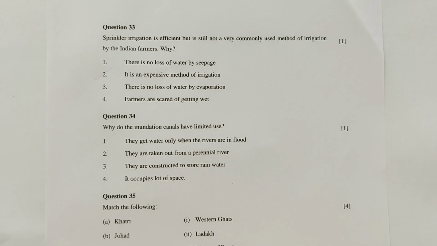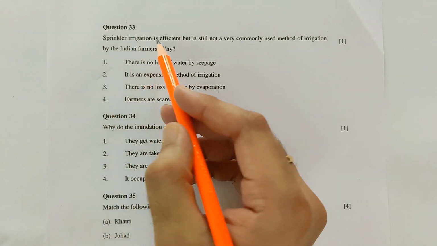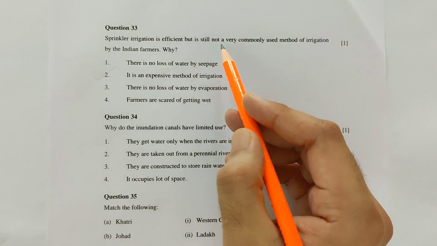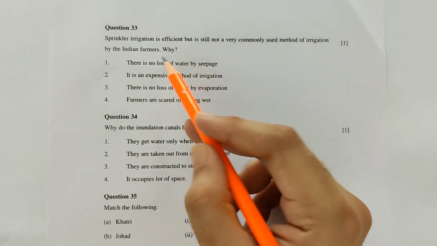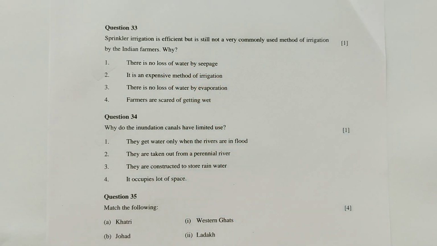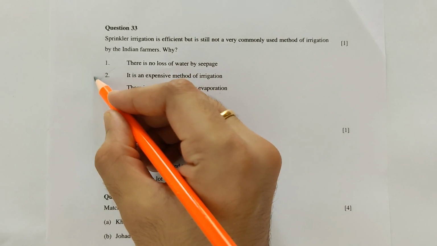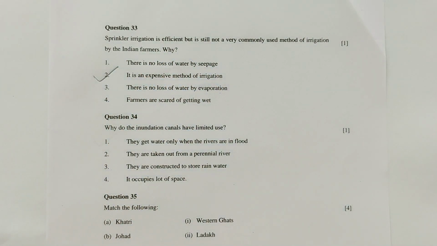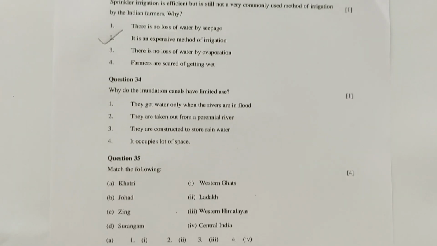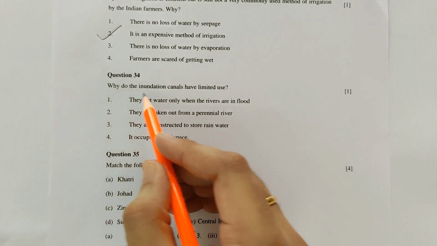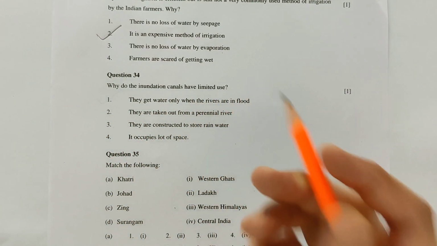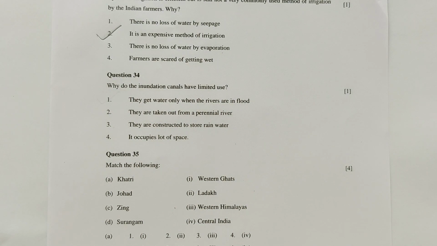Moving on to question number 33, we have sprinkler irrigation is efficient but is still not a very commonly used method of irrigation by Indian farmers. Why? Because it is very expensive. Hence, option 2, it is an expensive method of irrigation is correct. Moving on to question number 34, we have why do the inundation canals have limited use? Guys, inundation canals have limited use because they only get water when rivers are flooded. Hence, option 1, they get water only when the rivers are in flood is correct.